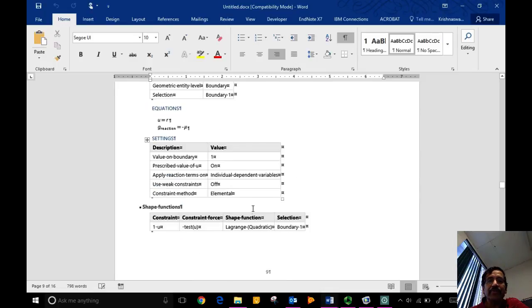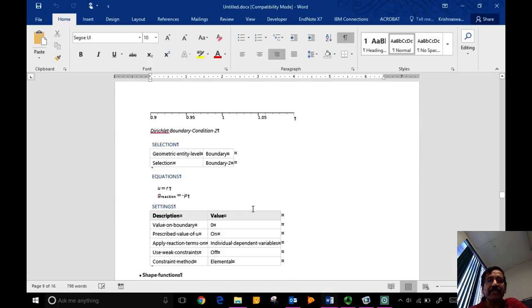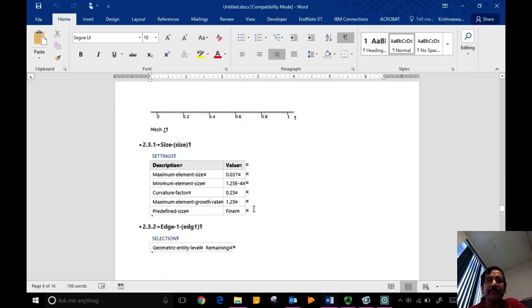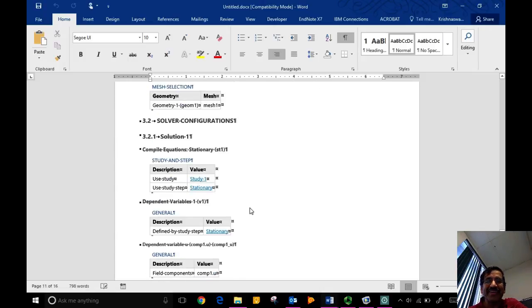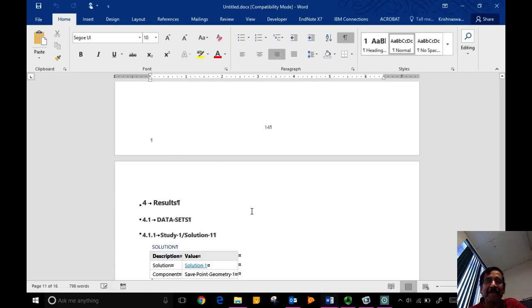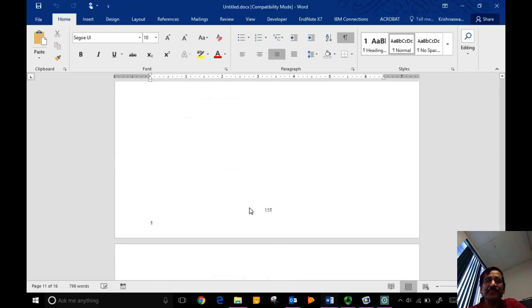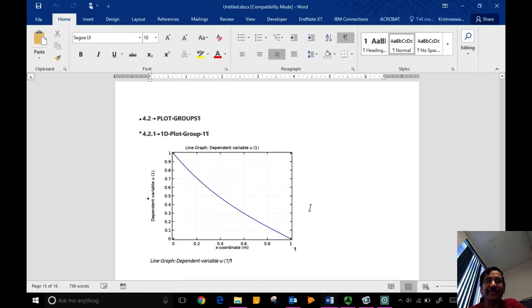Dirichlet boundary condition. Write the Dirichlet boundary condition. Oh, I didn't realize it was producing this long a report. There is your solution. Okay, so have fun working with it.